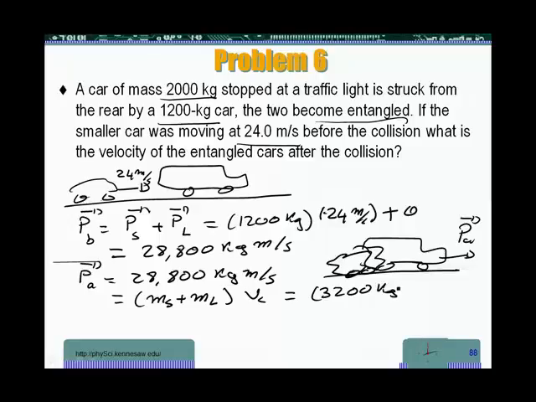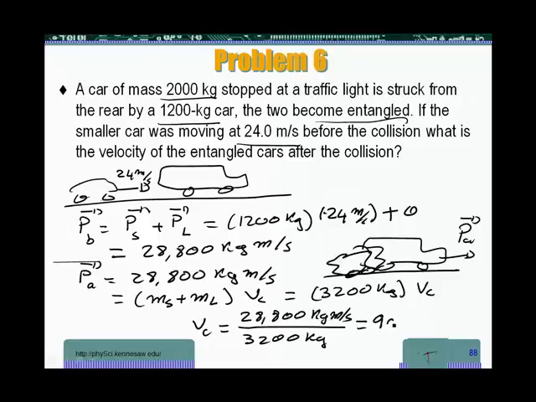So that's going to be equal, their combined mass is 2000 plus 1200, so 3200 kilograms, times their combined velocity. So their combined velocity is going to be the overall momentum, 28,800 kilogram meter per second, over 3200 kilograms. Which gives us 9 meters per second.